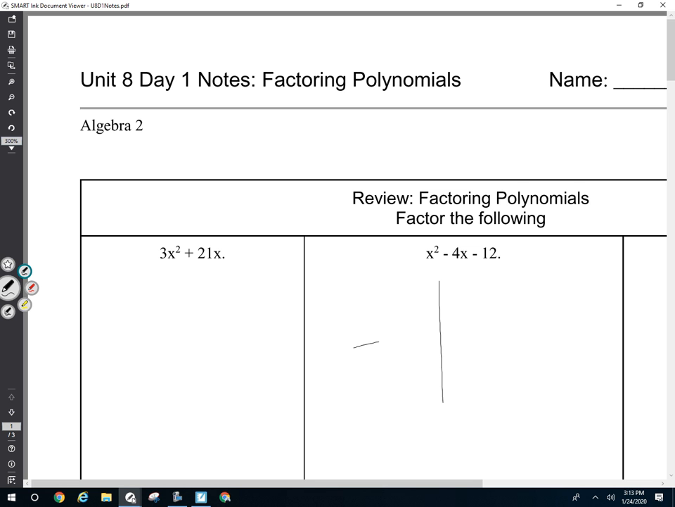So like, you know, this x squared graph, it looks like that. The zeros are very important. Why are zeros important?